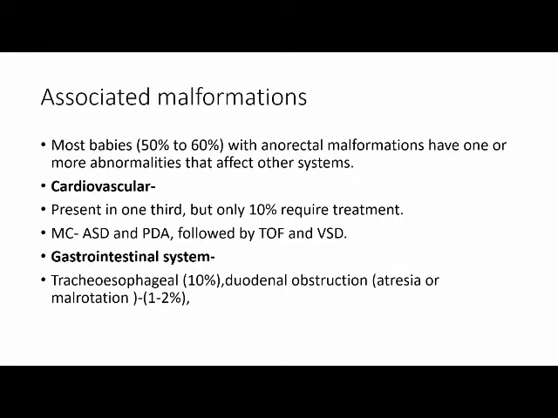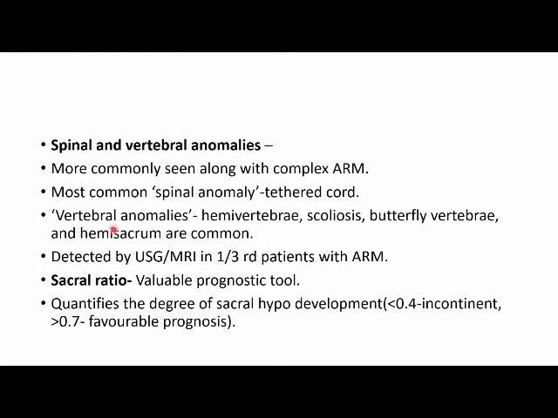And also it is very important that you confirm the patency of the trachea and the patency of the esophagus by passing an NG tube, because in almost 10% of the cases there can be an association with a tracheoesophageal fistula. The third important variety is spinal and vertebral anomalies. They are more commonly seen along with complex ARMs or high ARMs.